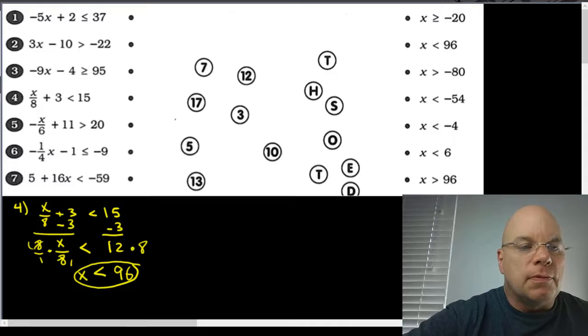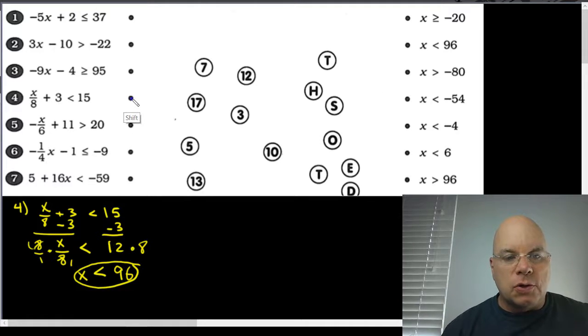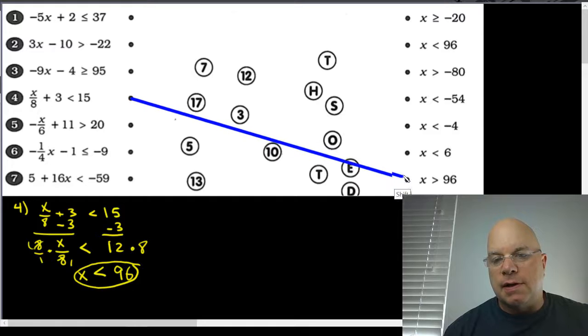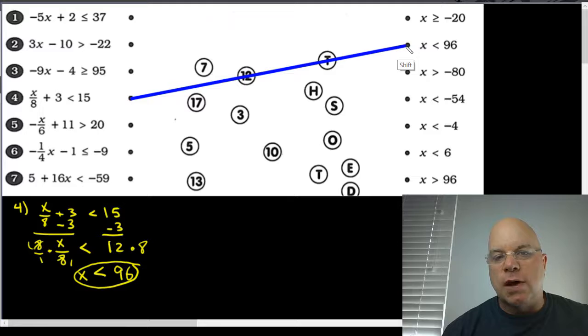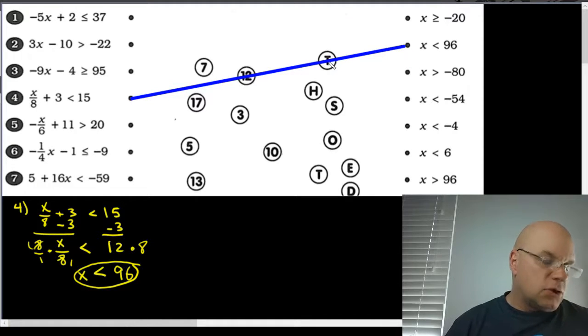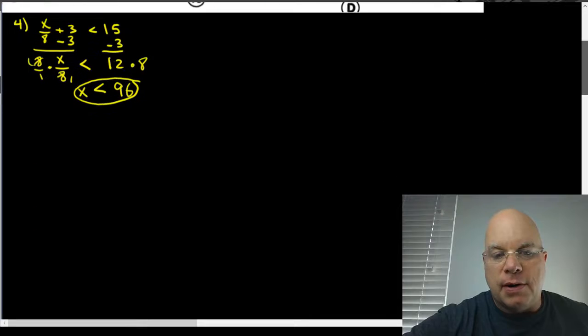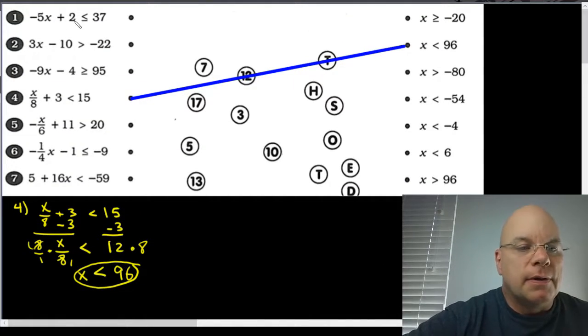And so the way the puzzle works is we were just doing problem number 4. So you look for the x is less than 96 on the other side. That's x is greater than 96 right there. X is less than 96 is right here. If you connect those two dots, you'll see that it goes through 12 and t. So you put a t underneath the number 12 at the bottom on the puzzle, which I'm not sure if I copied here. No, I didn't.